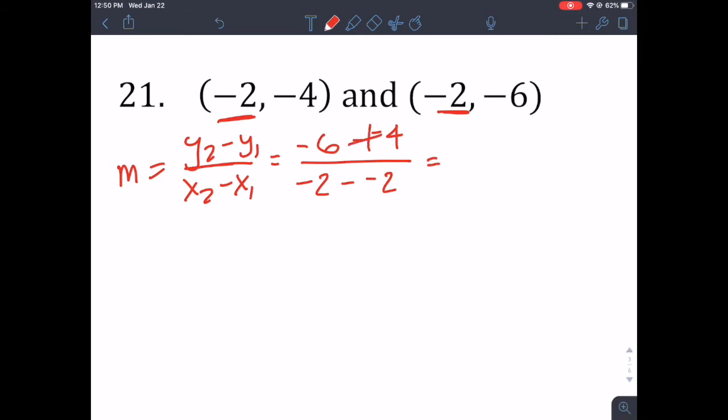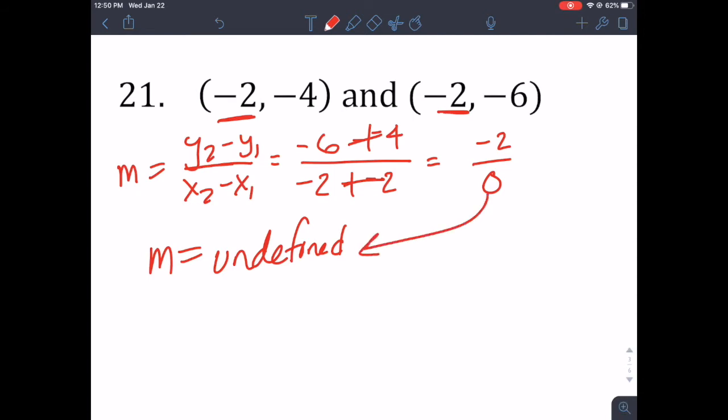So negative 6 plus 4 is negative 2. Denominator, negative 2 plus 2. Ooh, that's 0. What's negative 2 divided by 0? Oh, I can't do that. The slope is undefined. Now, you could do the work, get here, division by 0, and conclude undefined. You could also recognize, same x value.